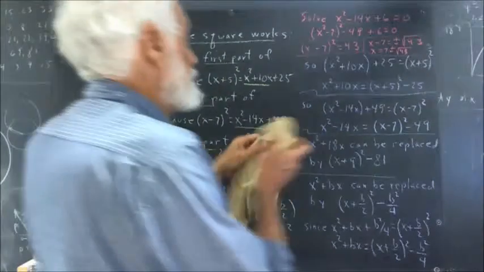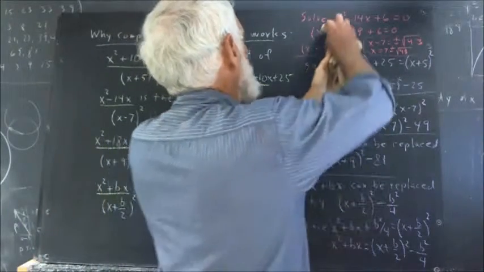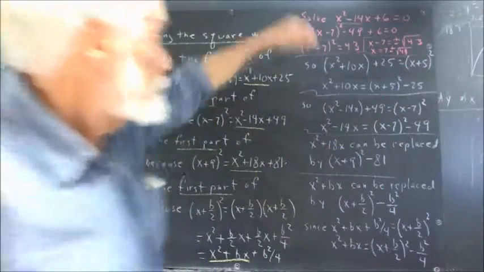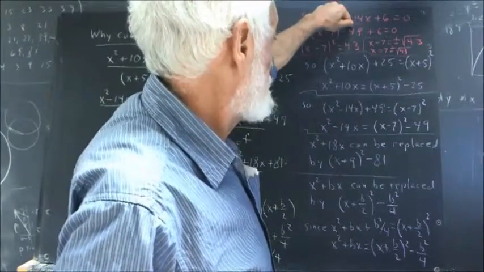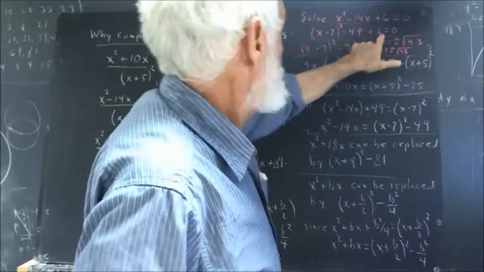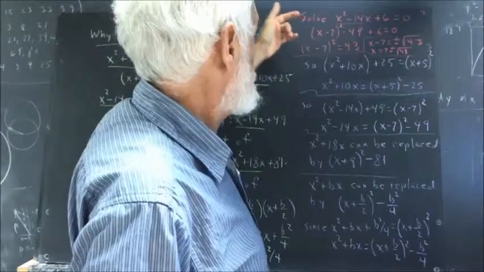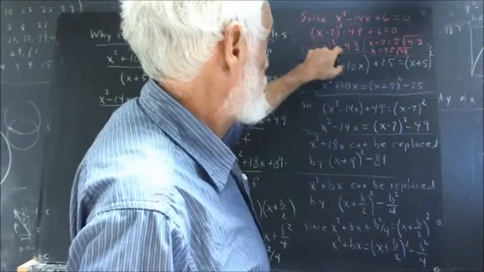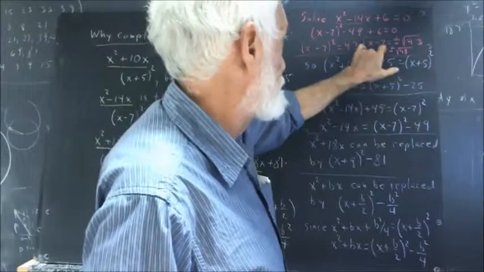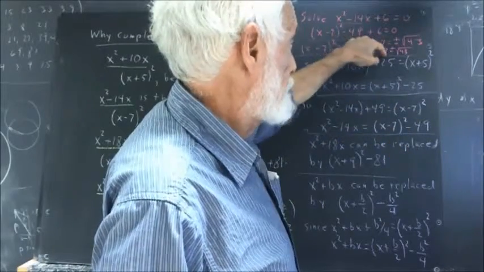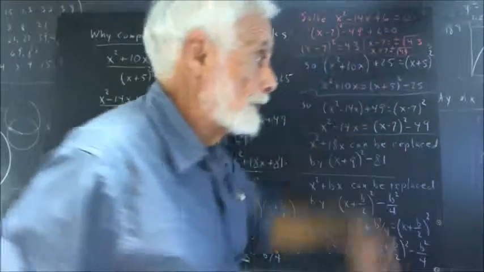And that's x, not x squared. Okay, I did that a couple of places and I kind of missed it here. So that's (x minus 7) squared minus 49. And then we have our plus 6. Well, that rearranges very easily to (x minus 7) squared equals 43, so that x minus 7 will be plus or minus the square root of 43, and x is 7 plus or minus the square root of 43.